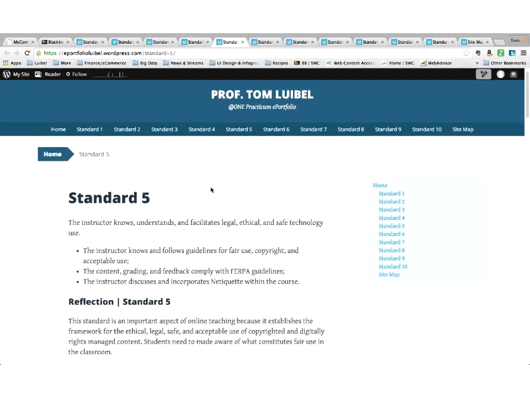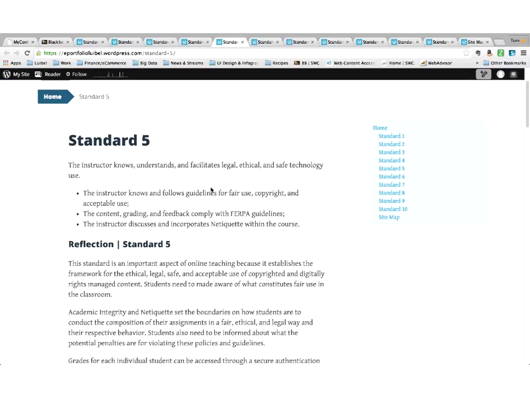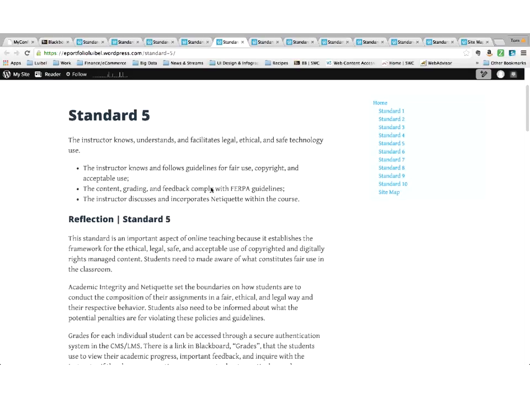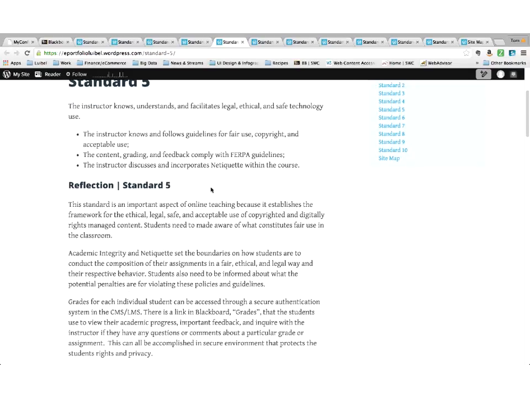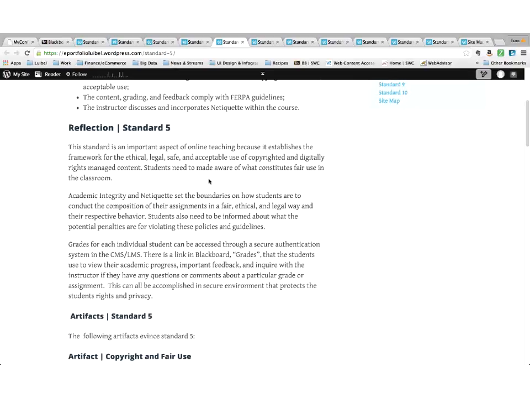The next standard is standard 5. The instructor knows, understands, and facilitates legal, ethical, and safe technological use. The instructor knows and follows guidelines for fair use, copyright, and acceptable use. The content, grading, and feedback comply with FERPA. The instructor discusses and incorporates etiquette within the course.